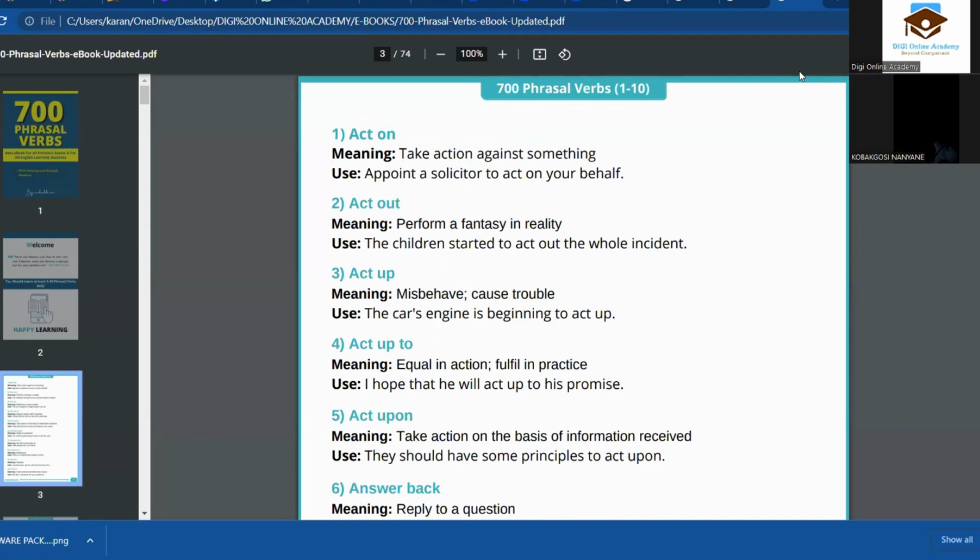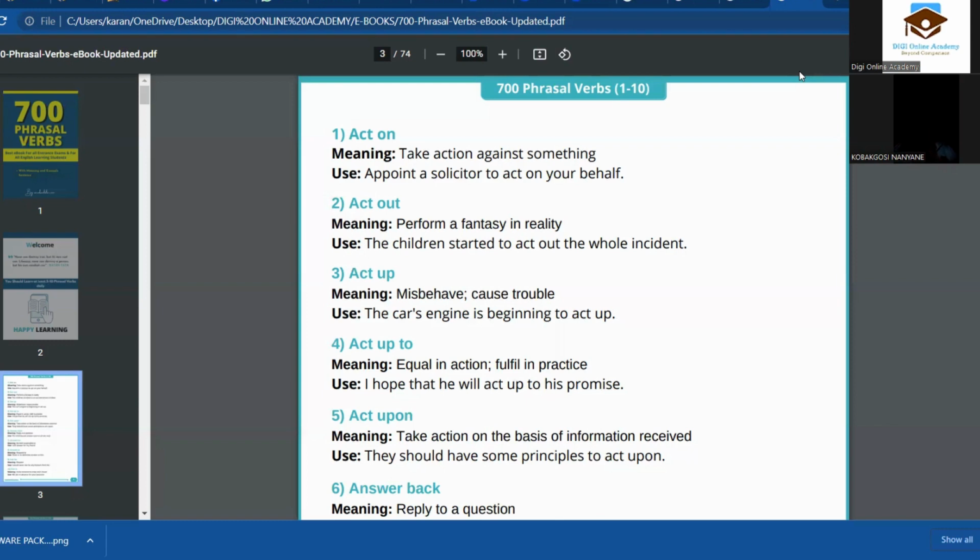First one is act on. Act on means we are doing act verb today. Okay, act on means take action against something. So appoint a solicitor to act on your behalf. So you're going to appoint a lawyer to act on your behalf. You're going to appoint a doctor to act on your behalf.